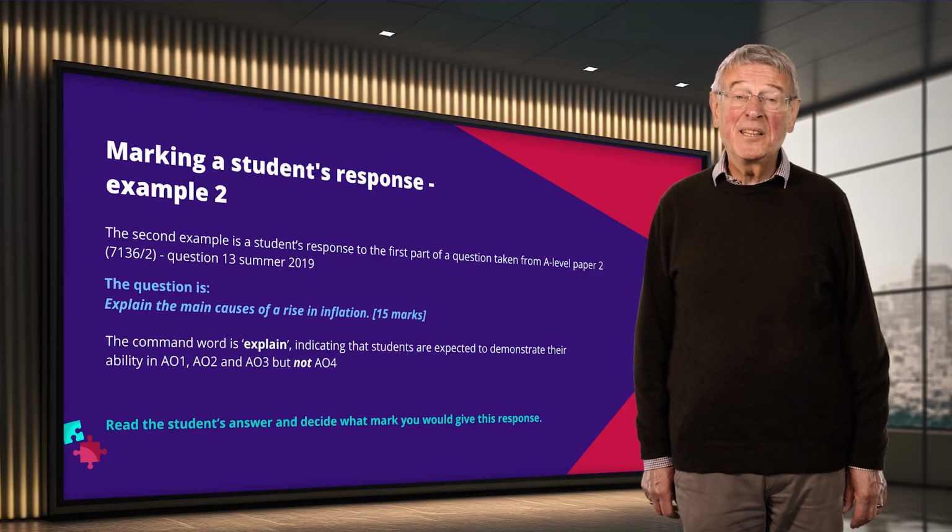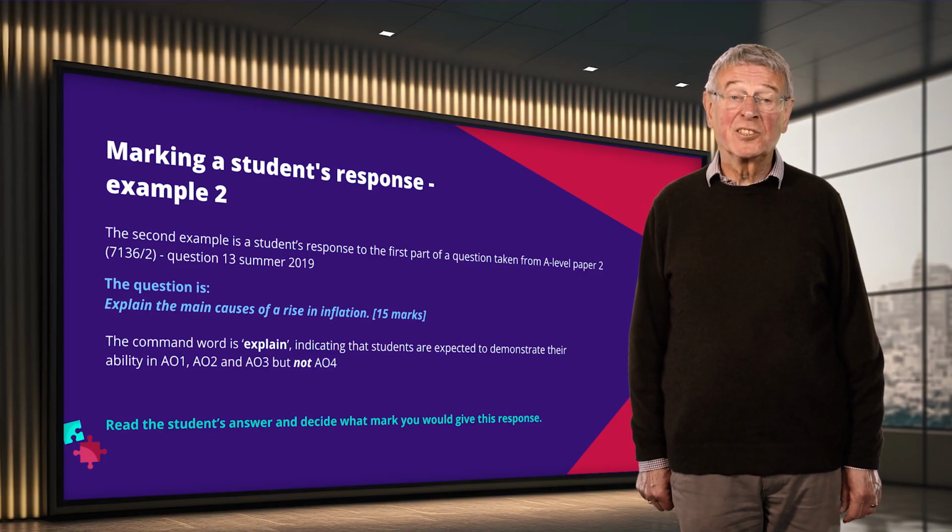We're now moving on to look at a second example of a student's response. This time it's taken from an A-level paper. It's actually an answer to the first part of an essay question from A-level paper 2, question 13, summer 2019. The question is, explain the main causes of a rise in inflation.